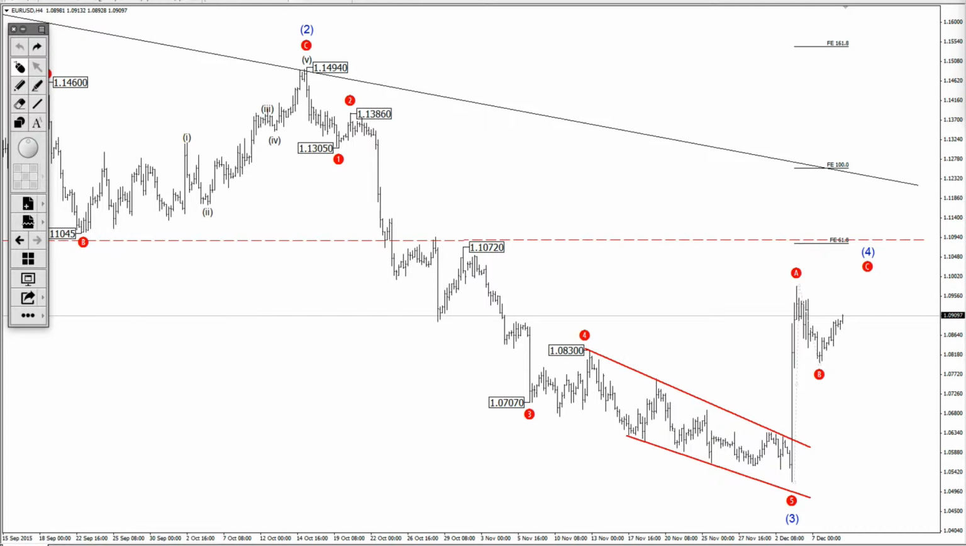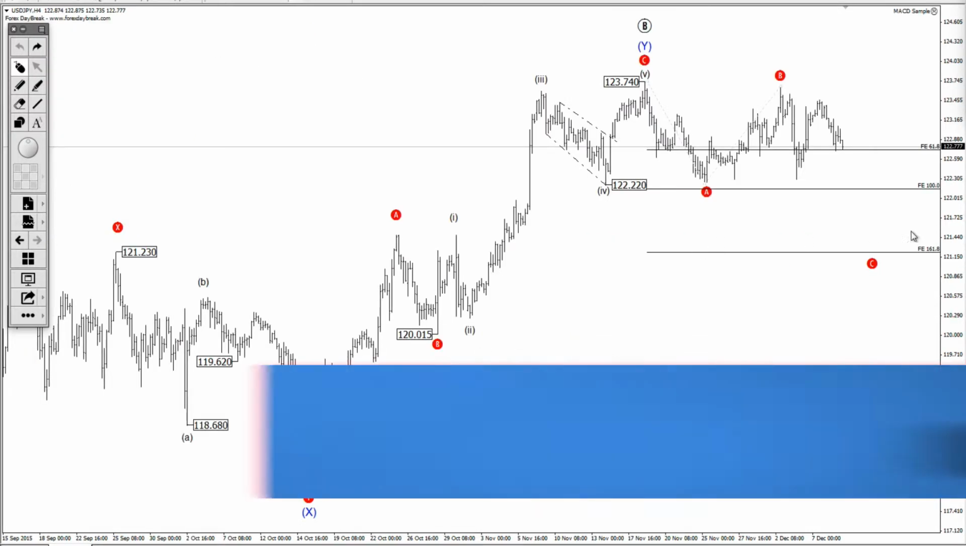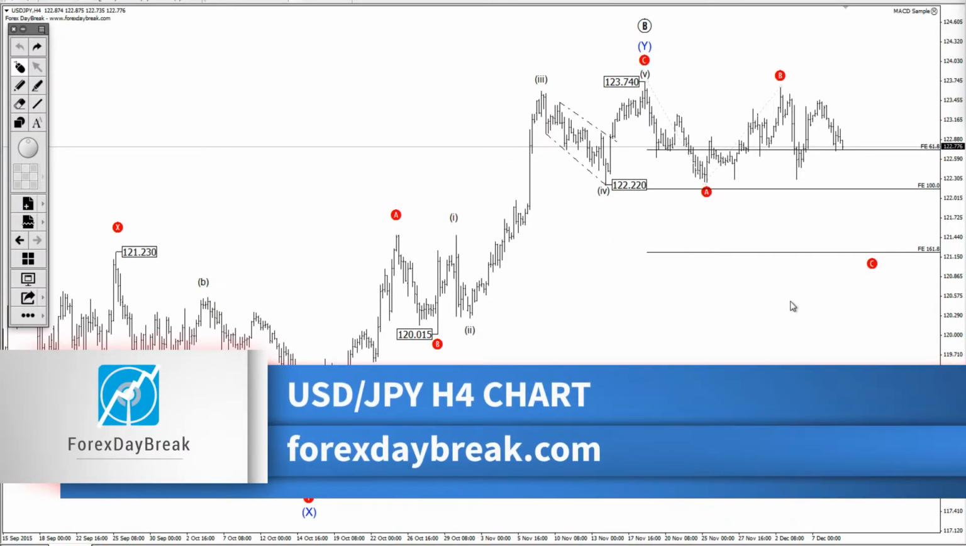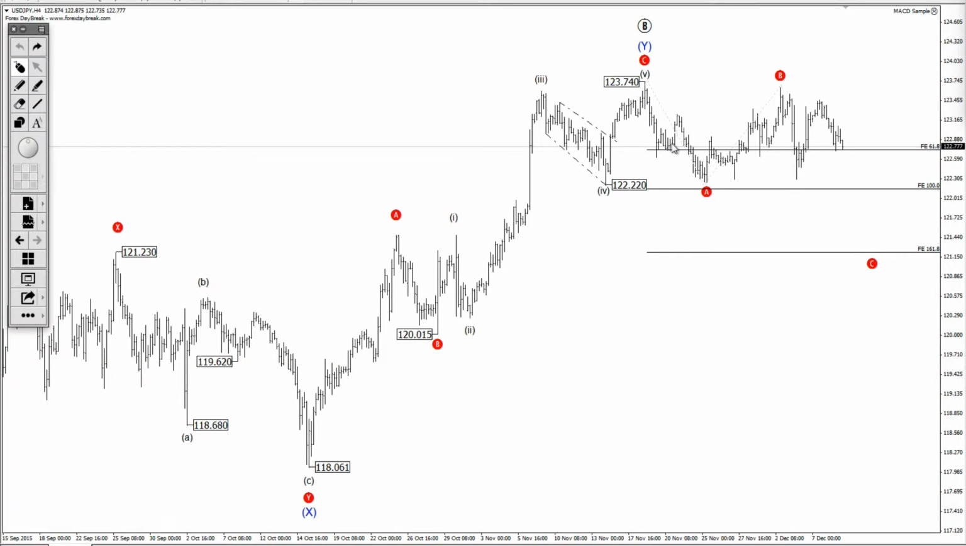Next we'll see dollar yen. I have a trade set up here. The structure had been quite unclear. Now I have labeled this recent price action as AB. Now I'm waiting for a C wave to the downside.